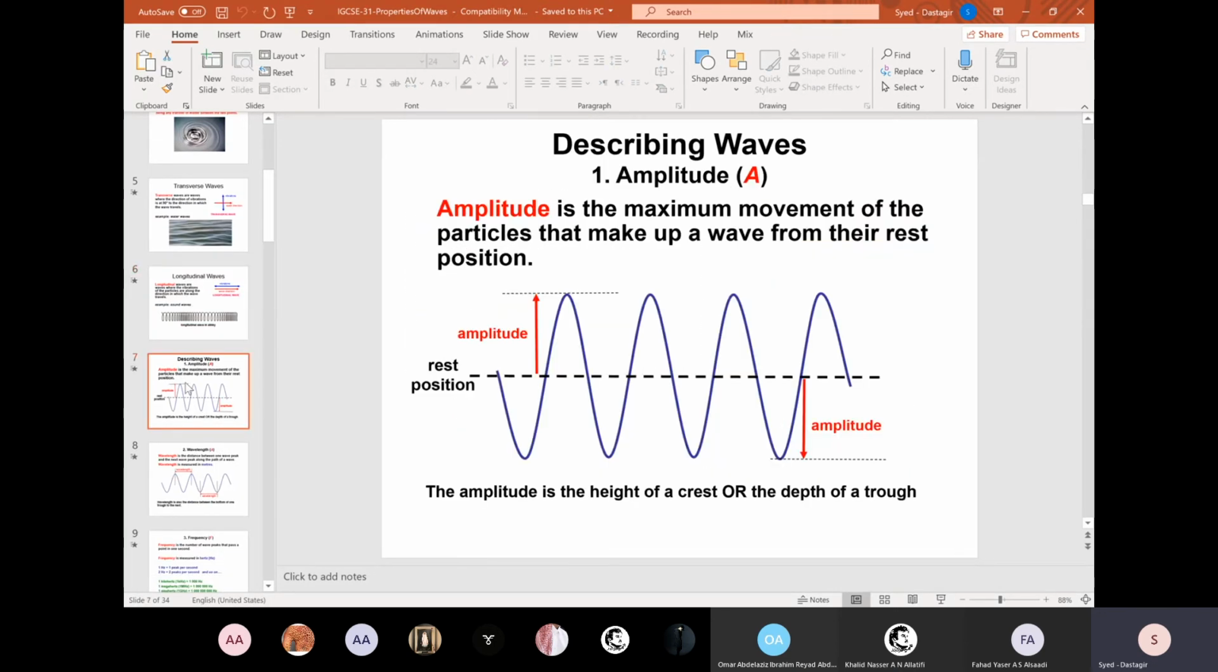Now, what we need to understand is how to label the waves. So if everyone in their books now can just draw this wave here, draw the rest position and label the amplitude. You need to know what amplitude means. There are some exam questions that ask you for the definition. So amplitude is the maximum movement of the particles that make up a wave from their rest position. So it's the highest point. If you imagine this is a mountain, it's the highest point of the mountain. That is amplitude, as you can see.